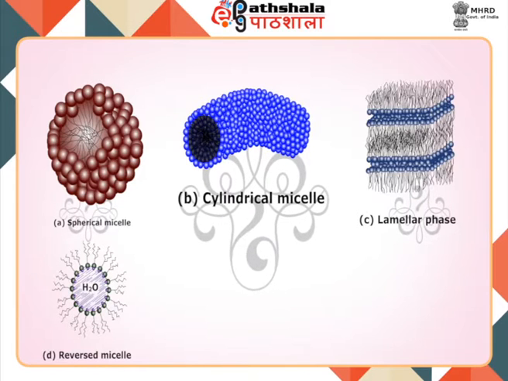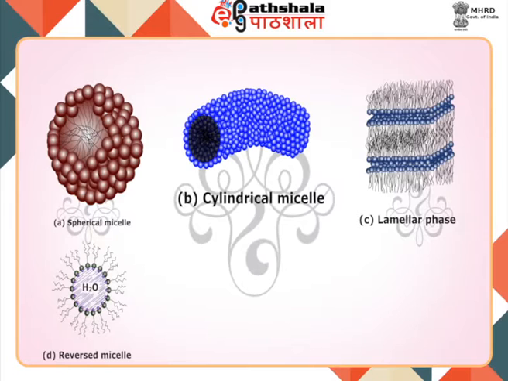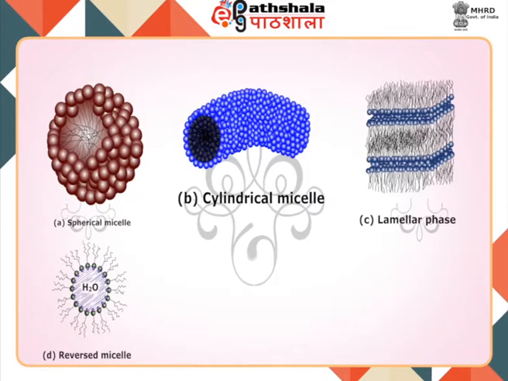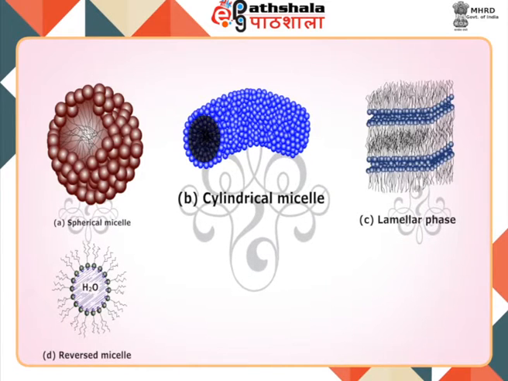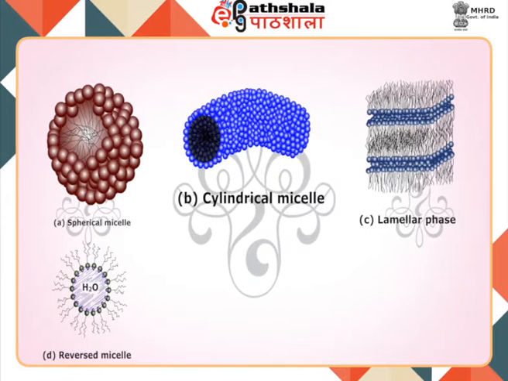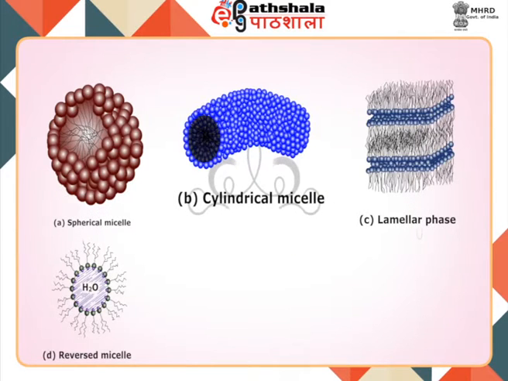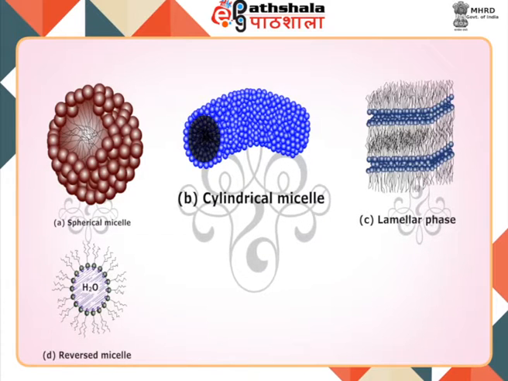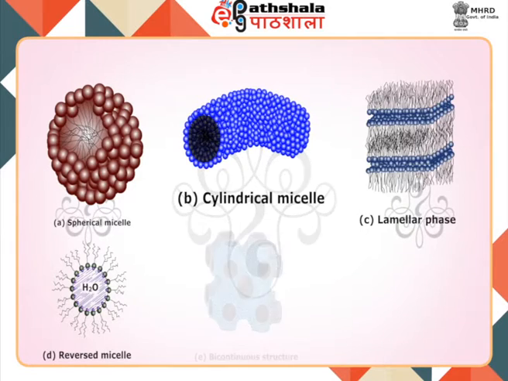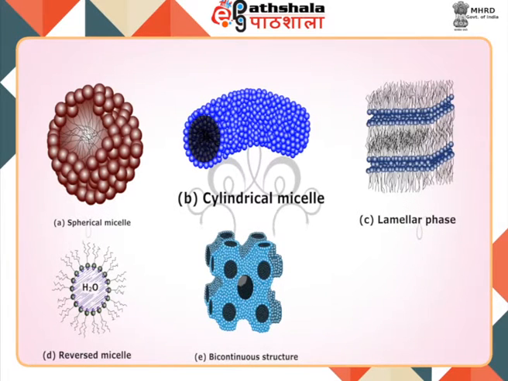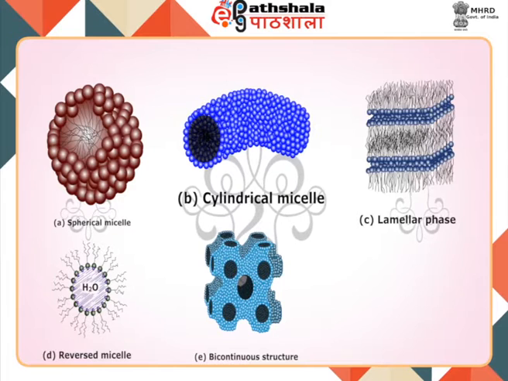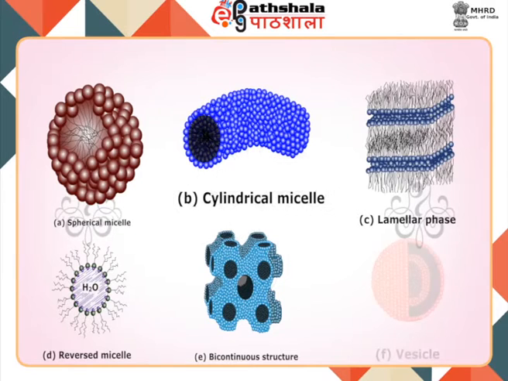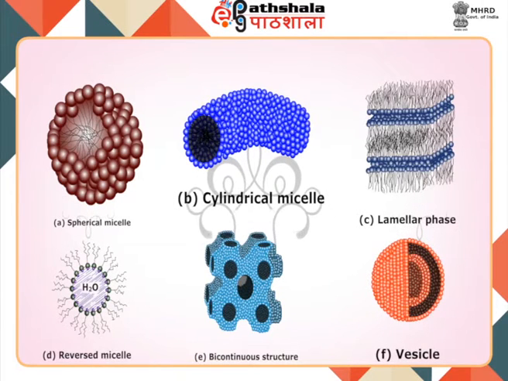These have a water core surrounded by the surfactant, the polar head groups, the alkyl chains together with a non-polar solvent make up the continuous medium. Like normal micelles, they can grow into cylindrical form. In E, as you can see, a bicontinuous structure with the surfactant molecules aggregated into connected films. And the last, F, shows vesicles.